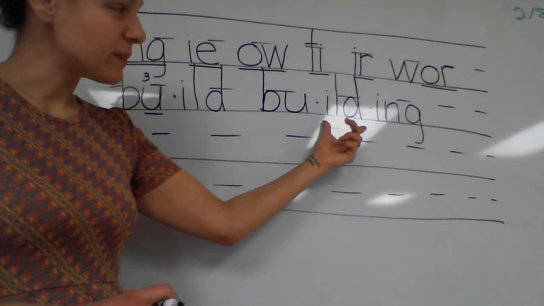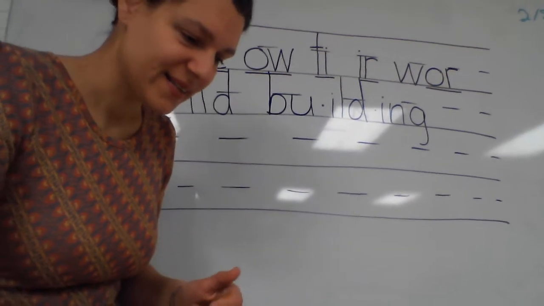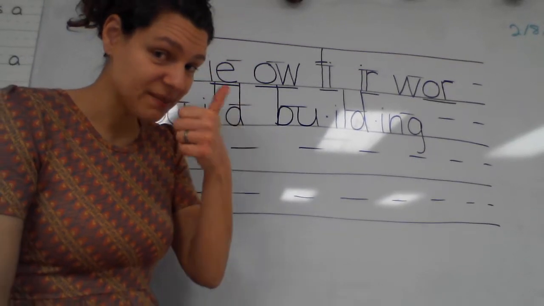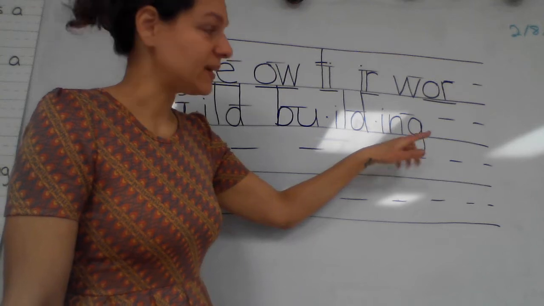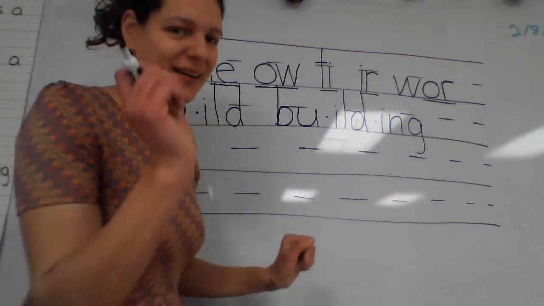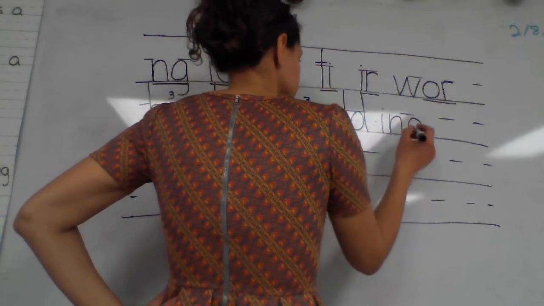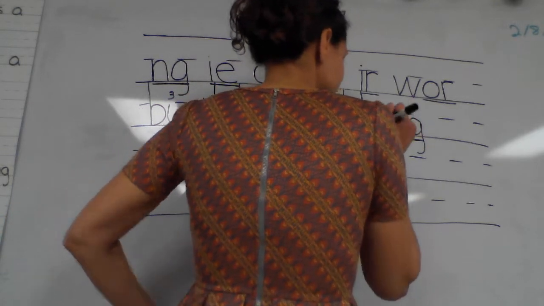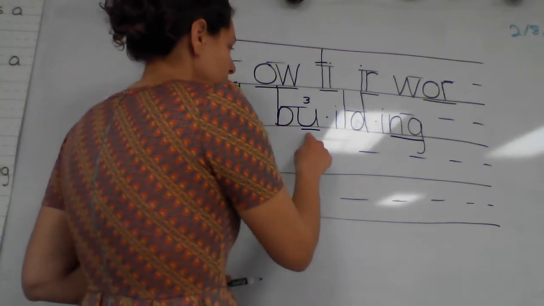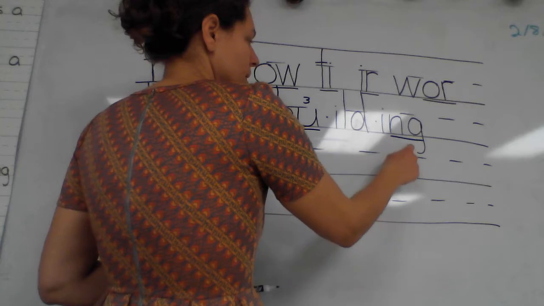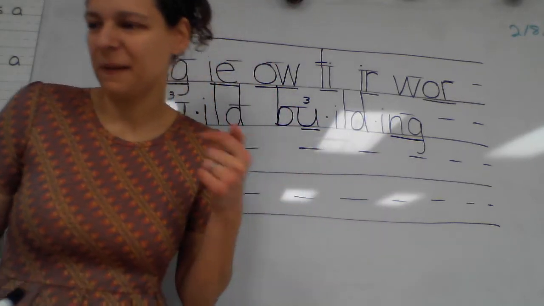This syllable, do we need to mark anything? No. What kind of syllable is it? All right, if you said closed, you're correct. All right, and in this syllable, what do we need to mark? Good, we need to mark our ing. All right, pick up your pencil. All right, let's read our word. Good, to spell it, we say boo-ilding.